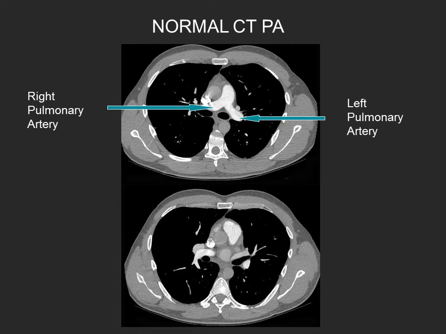This is an image of a normal CT pulmonary angiogram. Note the patency of the right and left pulmonary arteries with no observed filling defects. Keep this image in mind when comparing it to the following slide depicting CT pulmonary angiogram images of a patient with pulmonary embolism.